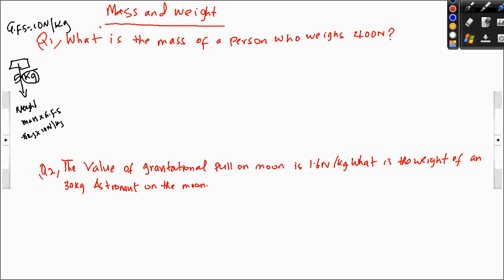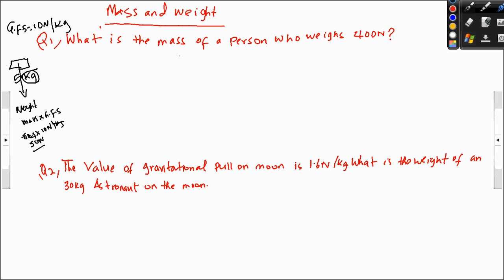So 5 times 10, kilograms cancels kilograms out. So it's going to give you 50 Newton to be the weight. So that tells you the weight is calculated in Newton. I mean, the unit for weight is Newton, while the unit for mass is kilograms.